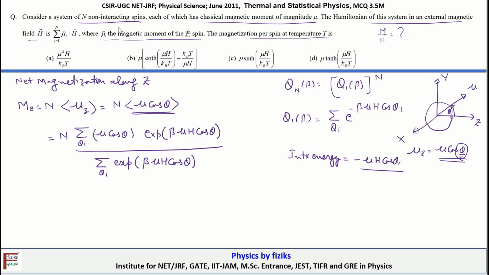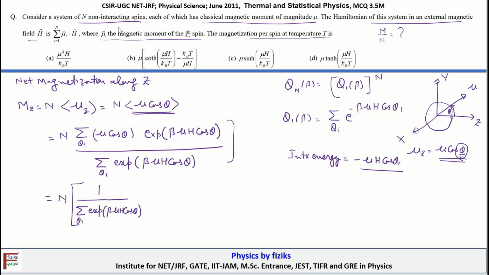And now we are going to rearrange the terms so that we can obtain a final, desired expression. So n, and inside the bracket, I'm going to rearrange this entire expression, okay. I will write first the term in the denominator: 1 upon summation over theta i exponential beta mu h cos theta, as it is.